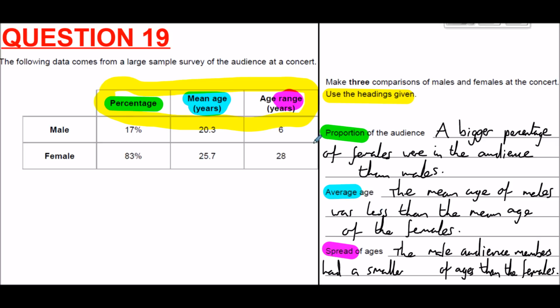So, smaller range of ages than females. And so that now is okay. Proportion, use percentage as the heading. Average, we need to use the mean in the description. And for spread, we need to use the word range. And so that's finally question 19 done.